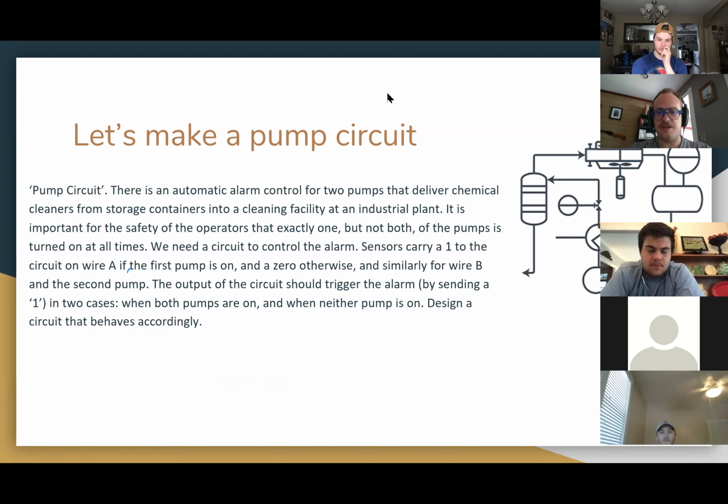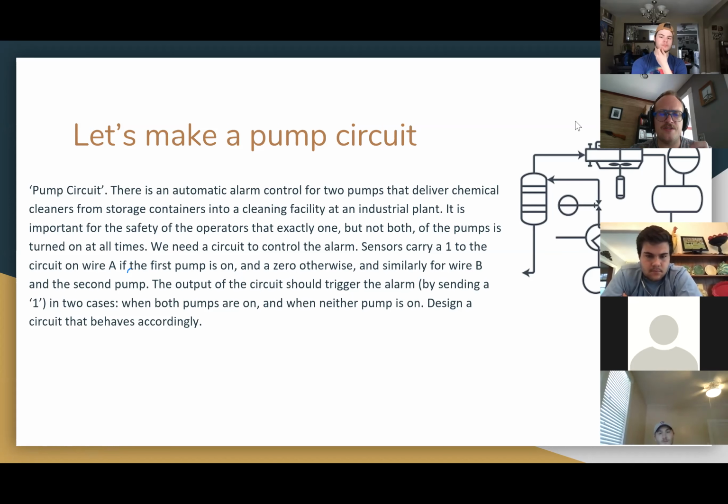So let's imagine a factory has asked us to solve a problem for them. I'll just read this out to you guys. There's an automatic alarm control for 2 pumps that deliver chemical cleaners from storage containers into a cleaning facility at an industrial plant. It's important for the safety of the operators that exactly one, but not both, of the pumps is turned on at all times. We need a circuit to control the alarm.